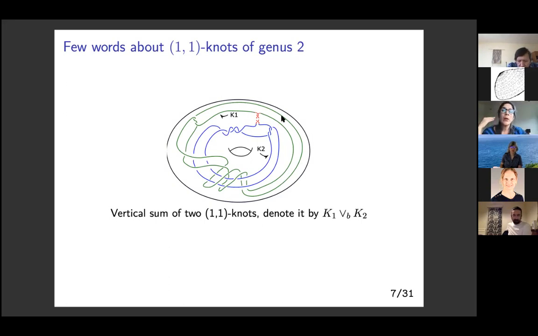We can think that in this product region they have a maximum and a minimum. The vertical sum that we are defining is with respect to a minimum of one of those knots and a maximum of the other knot. We just join them by two arcs that do not introduce any maximum or minimum with respect to this product region. So that is a vertical sum of two 1-1 knots, and when we do that, the new knot is again a 1-1 knot.